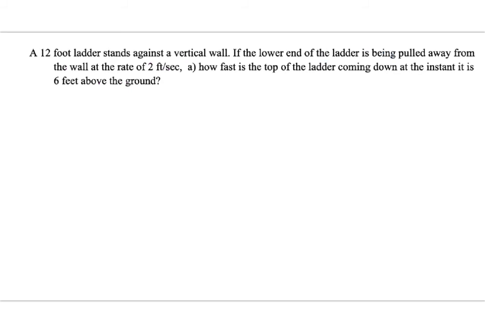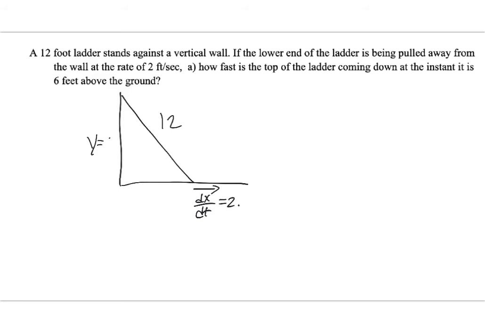Looking at our next problem, we're looking at a 12-foot ladder standing against a vertical wall. The lower end is being pulled away at 2 feet per second. So I'm going to call this dx/dt. How fast is the top of the ladder coming down? At the instant it is at 6 feet above the ground. So y is going to be 6. dy/dt is what we want to know.